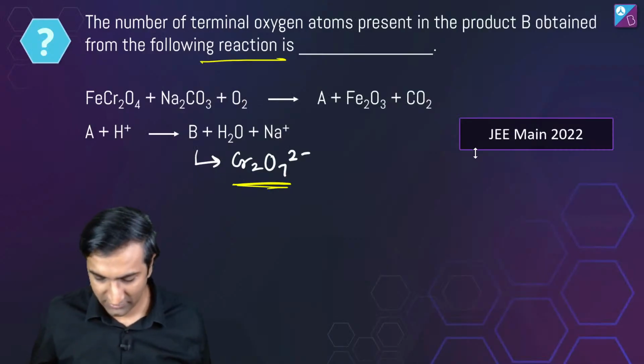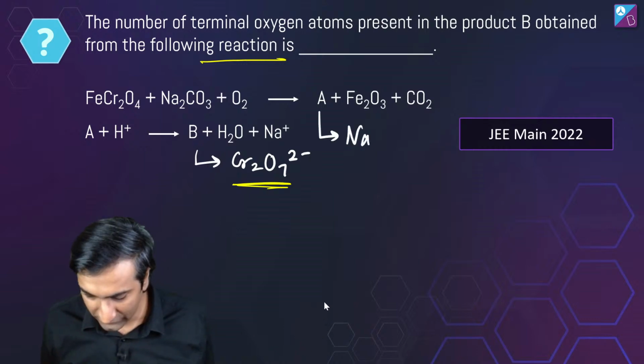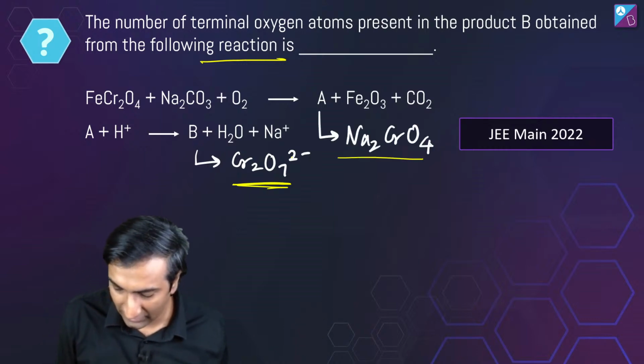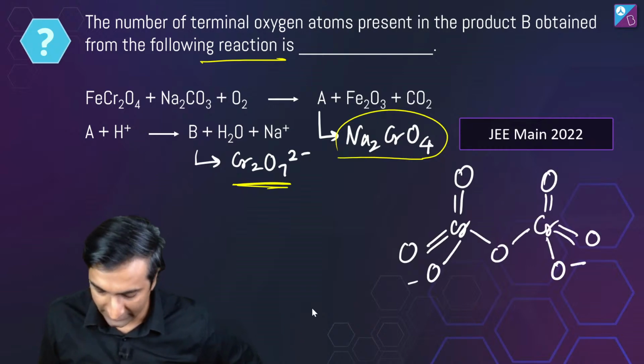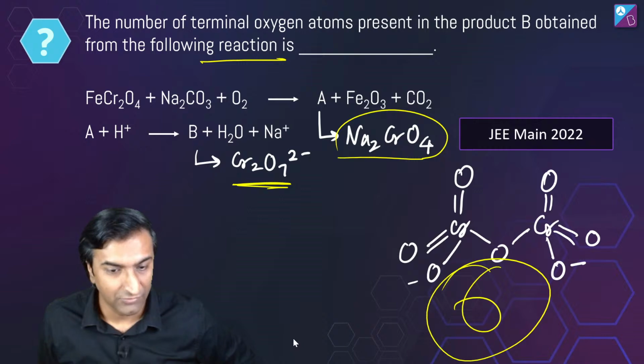Here we are. Okay, so Na2Cr2O7, and this is Na2CrO4, and here's your structure, फिर से right over here. And the answer is a nice number, which is 6.